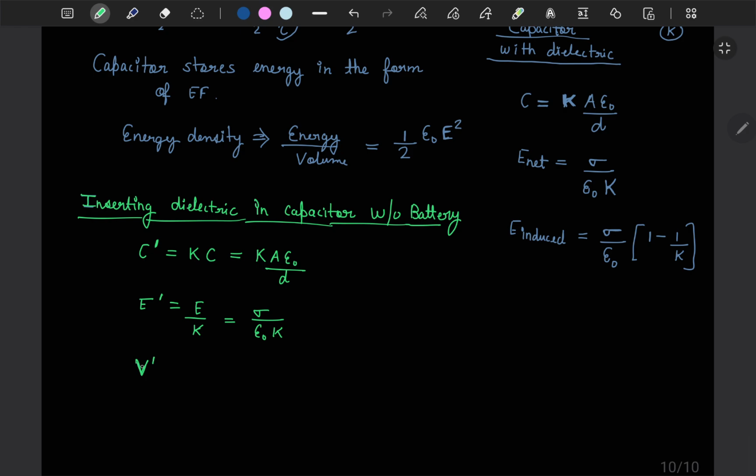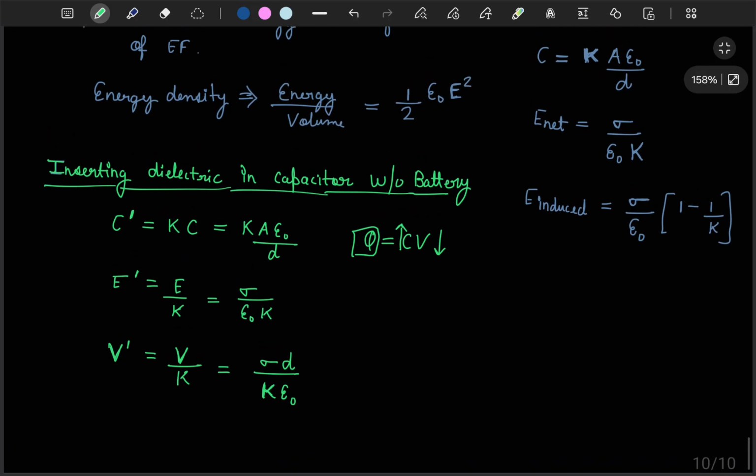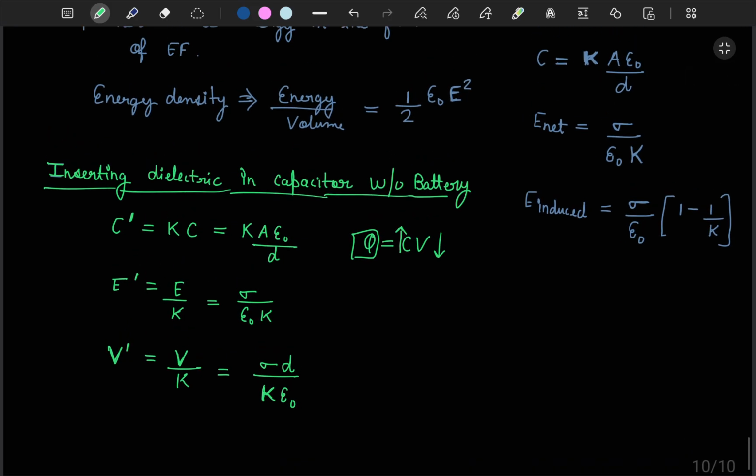Potential will change by K, it will be decreasing by K, because Q is equal to CV. Charge always remains constant, capacitance is increasing, so potential will decrease. So it will be V by K, sigma D by K epsilon naught. How are we writing the potential as sigma D by K epsilon naught? Sigma by epsilon naught is basically our electric field, and the integral of E dot dr is the potential. So we have written sigma D by K epsilon naught.